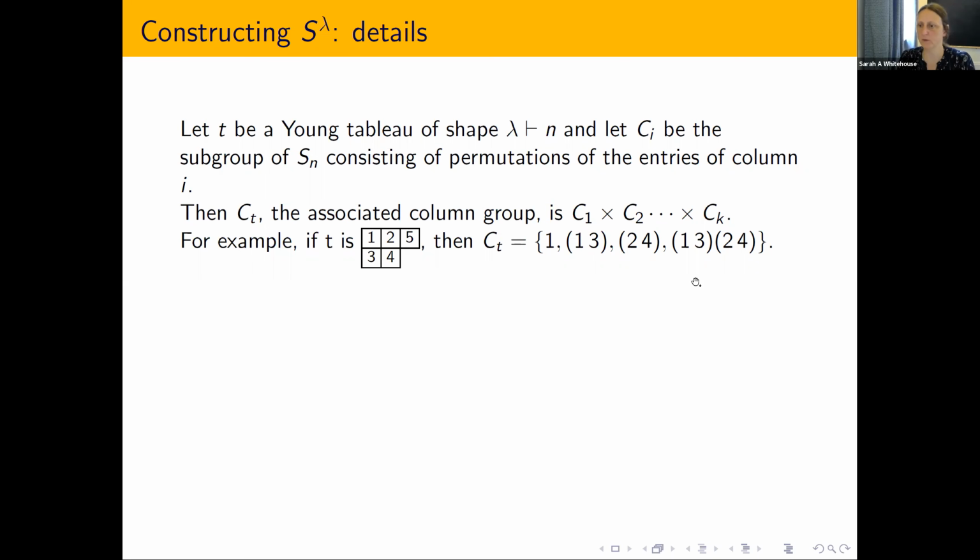We're allowed to permute the entries within columns. So in the first column, I can obviously do the identity permutation, and I can also swap 1 and 3. And that gives me these two elements here. Similarly, in the second column, I could do the identity permutation, or I could swap 2 and 4. And putting those two things together, I could swap both 1 and 3 and 2 and 4 simultaneously. This gives me the column group for this example, and I hope it gets across the idea of what the column group should be in general.